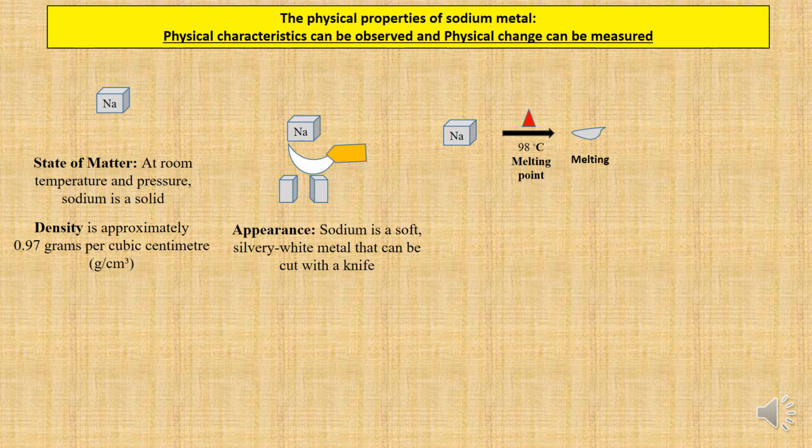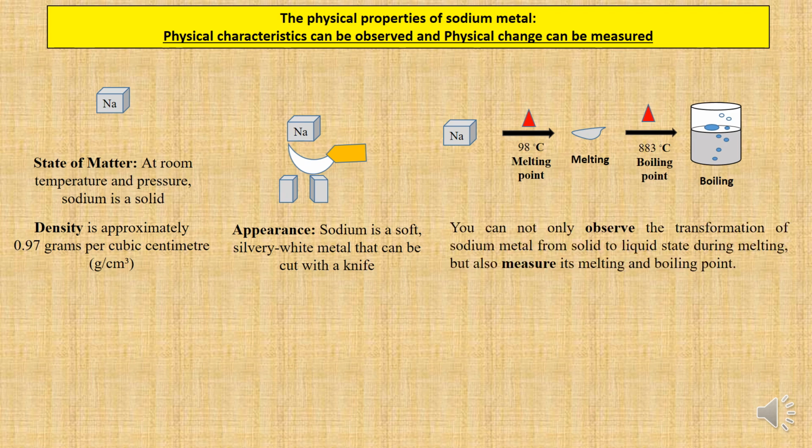And sodium metal, when subjected to heating, melts, and you see a transformation from solid to liquid state, which on further heating at higher temperature, it boils. So you can not only observe the transformation of sodium metal from solid to liquid state during melting, but you can also measure its melting and boiling point.